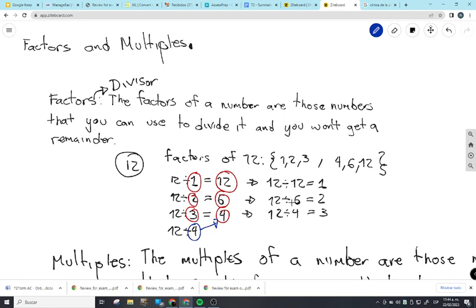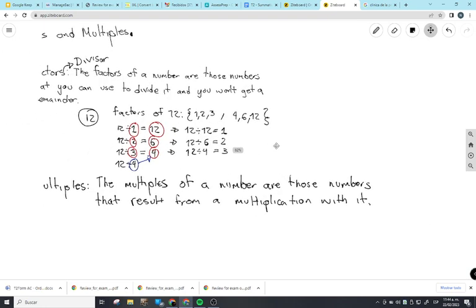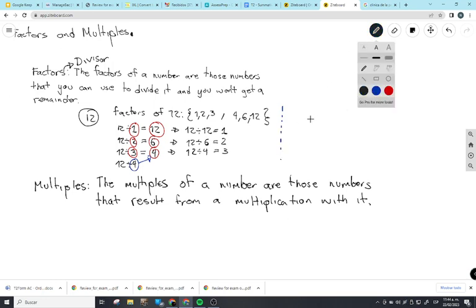Okay, let's try with another number. For example, factors of the number 8. Okay, so let's do it. So let's start with 1.